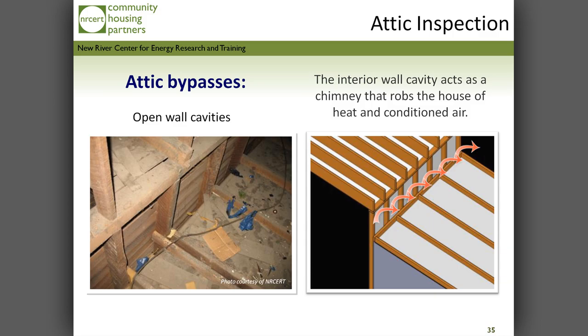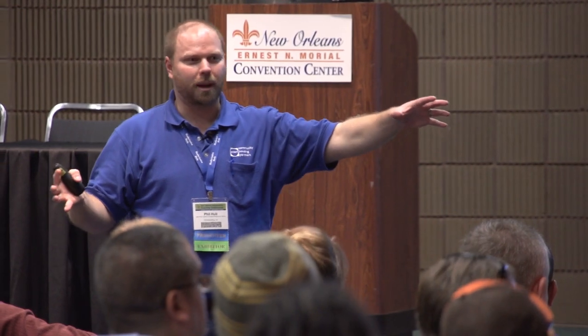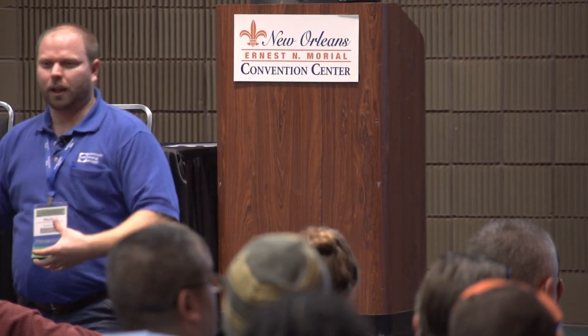So let's talk about front porches. We were talking about some basic zonal diagnostics. I'm standing inside conditioned space. I'm testing in an attic. I'm supposed to get what? 50. I'm inside. I'm testing an interior wall. What's the number I'm looking for? Zero. I go outside. I'm standing on the front porch.